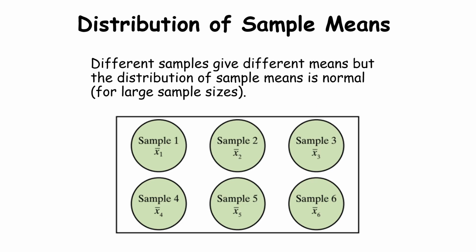Now, a distribution of sample means: different samples give different means, but the distribution of sample means is normal for a large sample size. What that actually means is, imagine I take my population and I take loads and loads of samples, and for each of my samples I record x bar. If I start recording those x bars, what I should find is the bigger my sample gets, the more like the normal distribution these sample means will act. So what I get is something like this.